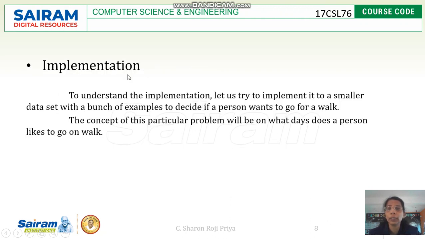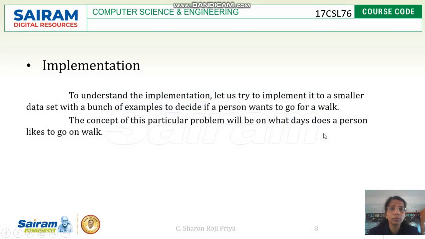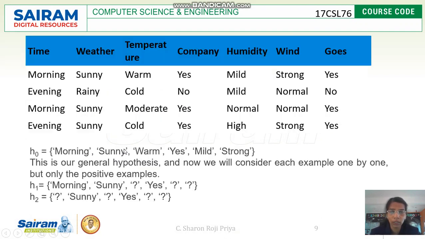Coming to the implementation part, I have taken a smaller data set to decide if a person wants to go for a walk or not. What is the concept? The feature of this particular problem is, on what days does a person like to go on a walk?